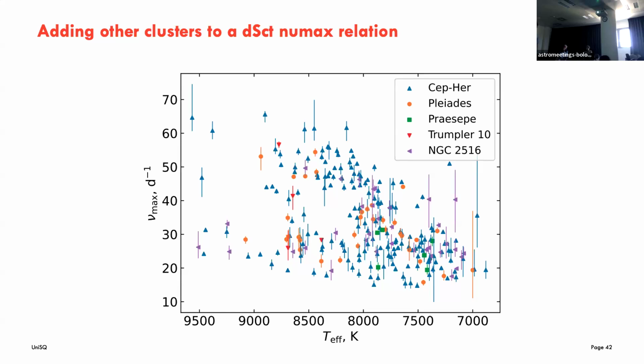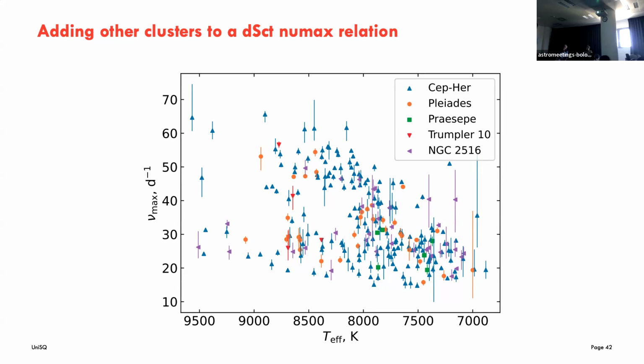So there's 5 different clusters here. One of them's Sep-Her, one of them's Pleiades. You've got Per-Psi, which is 500 to 700 million years old, depending on which paper you read. You've got Trumpler 10, which is at around 50 mega years. NGC 2516 is about 100 mega years old. So they're mostly young except for Per-Psi.